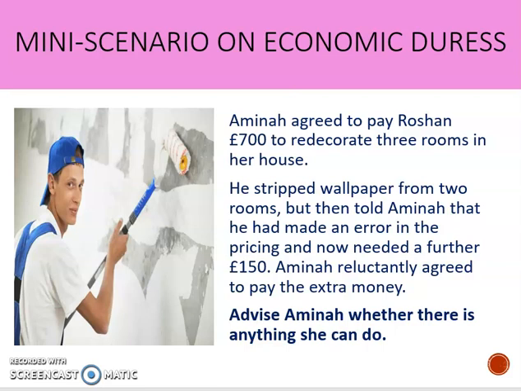And this involves potentially economic duress, because what's happening for Aminah here is that where a party to a contract such as Roshan threatens to cancel the contract unless the other party, Aminah, agrees to their demands of more money, then Aminah has no other practical option really but to agree to the new terms of the contract, because he's already started, he's stripped the wallpaper. If she doesn't pay him this extra, she's scared she's going to be left with a house in a mess. So she feels that she's been put under undue pressure to pay the extra money. And this is what economic duress is all about.